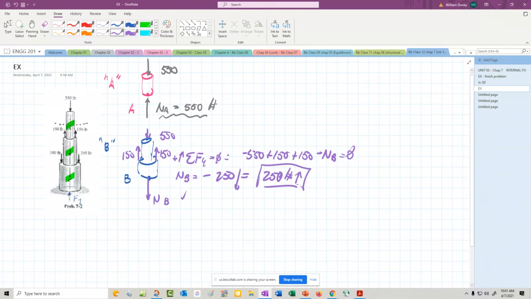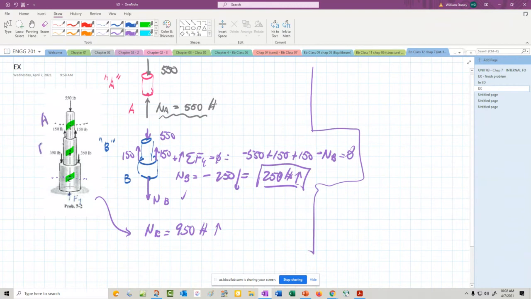Pretty straightforward there. And we should be able to see the same thing if we do C. Now we have 700 the other way. I'll let you go through that. At C, it should equal 950 pounds up. Very simple, but here's the point of this problem that I want to show you.